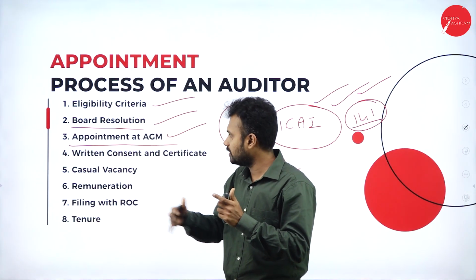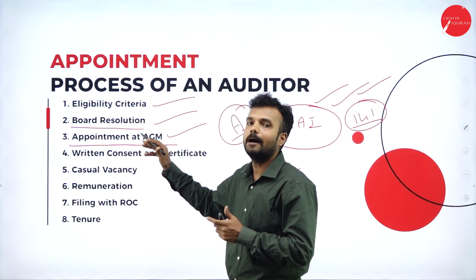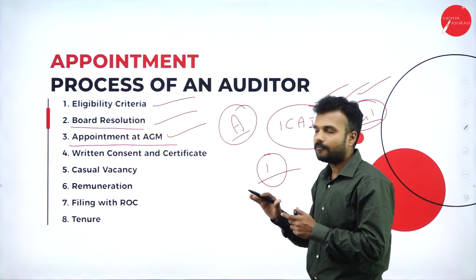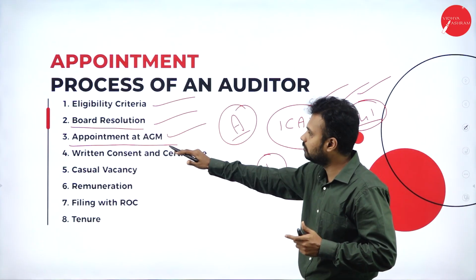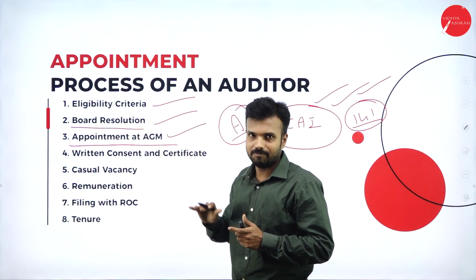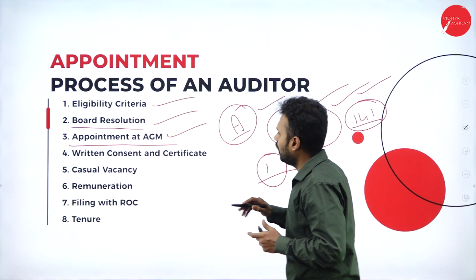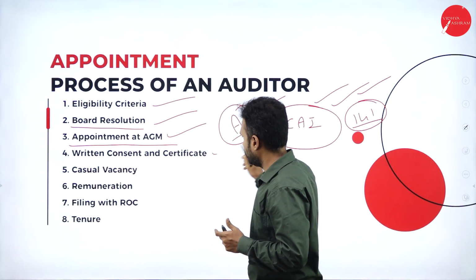Okay, so these are all the things that will be discussed, and also these shareholders should give the approval saying that we are okay with Mr. A. If he becomes the auditor of my organization, there is no objection from my end. They must give honest concern towards the auditor of the organization. Okay, after their approval, a written consent and certificate.